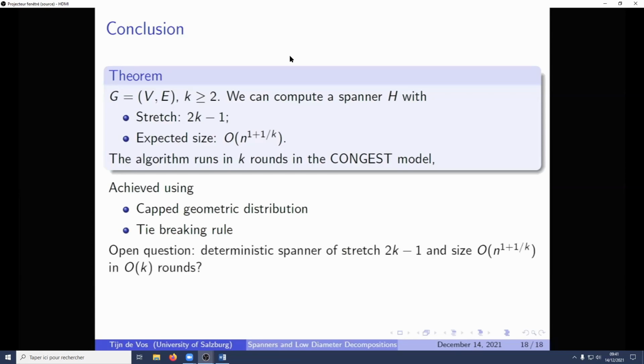An open question is, of course, can we get this deterministically? That would be really nice, because now we have an expected size. It would be good if everything would just be deterministic. But for that, you would need some new techniques, because random shifts, of course, are random.